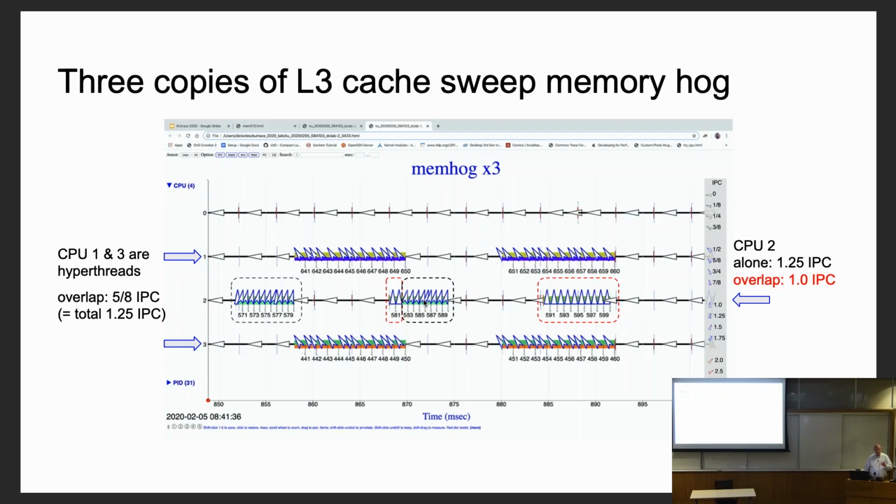You can learn almost everything you ever wanted to learn about interference and hardware sharing just from looking at instructions per cycle. You don't need the other 39 different performance counters. But you need to look at a very fine time scale if you're going to correlate it with what the programs are doing and therefore what you need to fix.